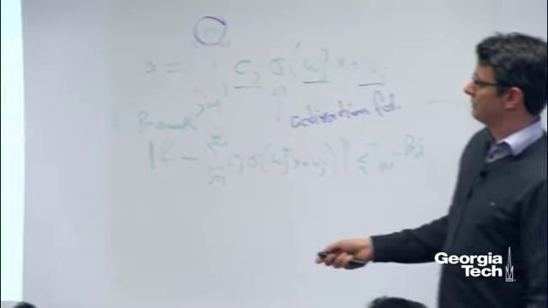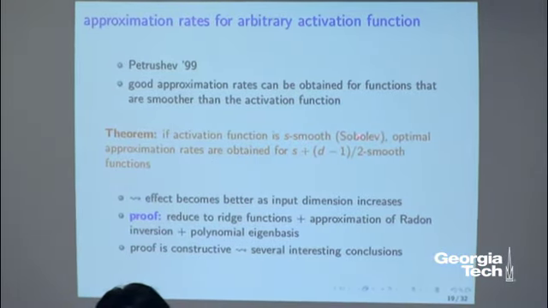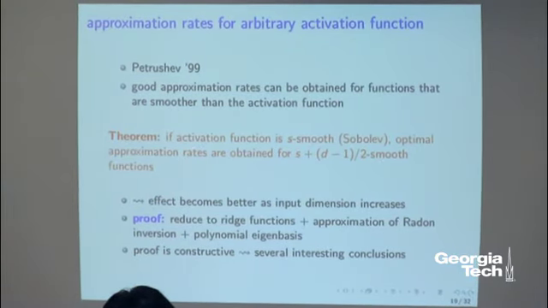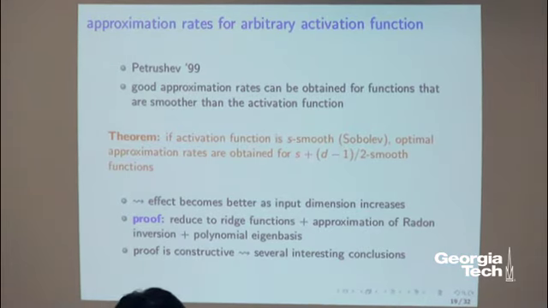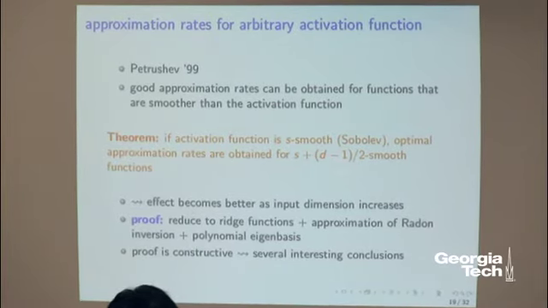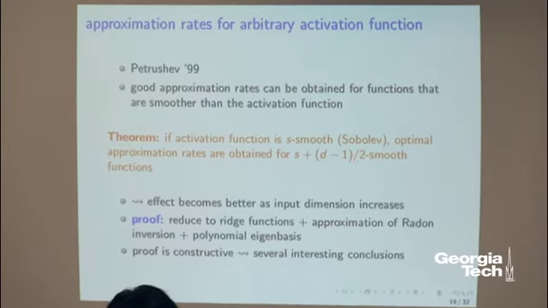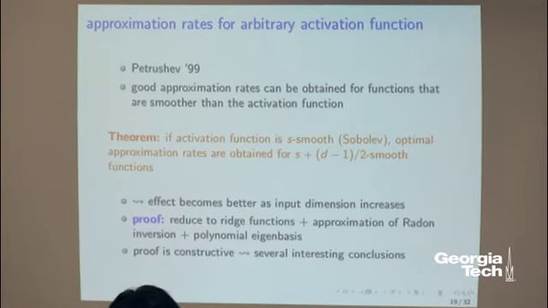So what he found is that if the activation function is smooth, again in the Sobolev sense, you can get the optimal approximation rates, which are those ones here, for functions up to smoothness s plus (d minus 1) over 2. So there's an unexpected thing that if you have additional dimensions, you can also approximate smoother functions with a non-smooth object. And this is really a dimension effect. If you have d equals 1, in one dimension it's not true. And then if you have larger dimensions, you gain something.